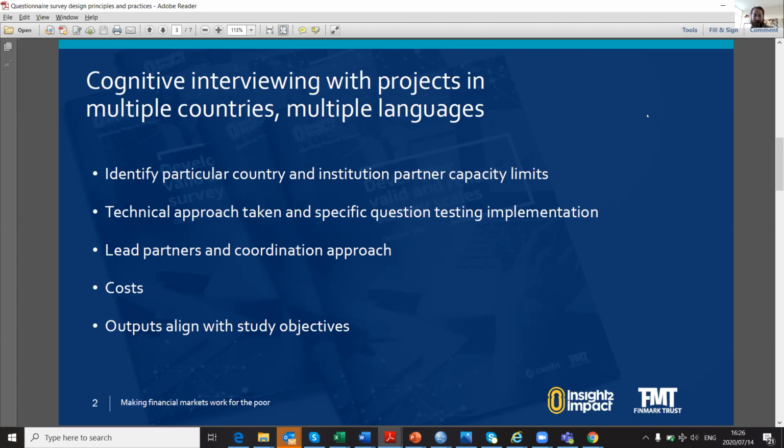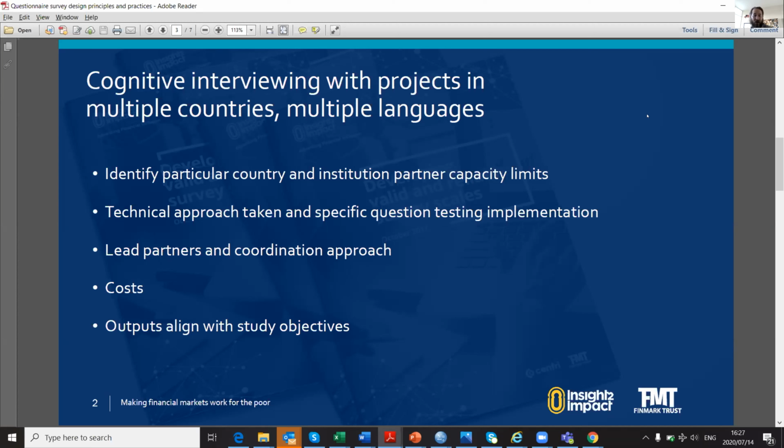The next thing that, again, Iska was emphasizing is that the outputs need to align with the study objectives. So Iska was presenting cognitive interviewing from the perspective of the research company. And in terms of us that are commissioning the research and then managing the entire research, it's really important to make sure that we're very engaged, so that we don't leave key decisions up to the research company and then turn around and say, I didn't want you to do this.